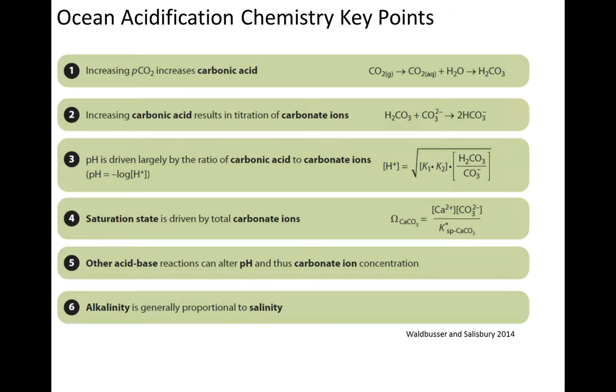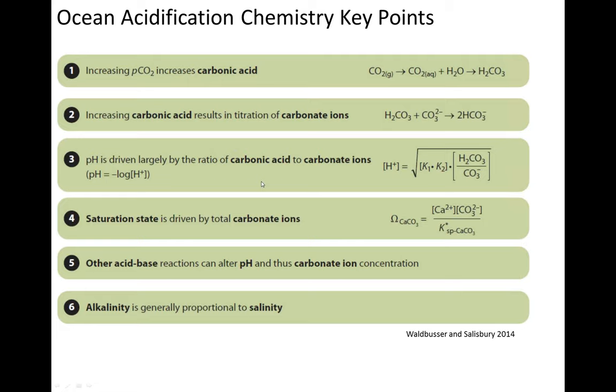So this is a summary of what I call ocean acidification chemistry key points. There are 6 points I want to make that, if you keep these in mind, are really critical for thinking about ocean acidification in the coastal zone. This should be old hat to most of you, but as you know, increasing CO2 in the atmosphere increases carbonic acid through this condensed reaction in the first point. That increasing carbonic acid results in hydration of carbonate ions, and so what that does is lower the quantity and concentration of carbonate ions and generate bicarbonate ions.